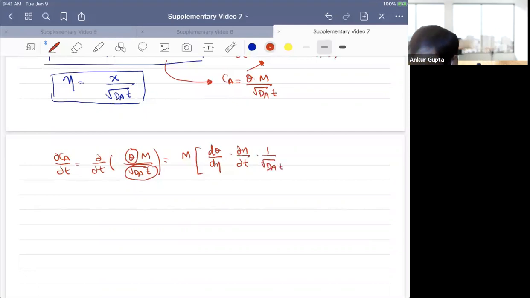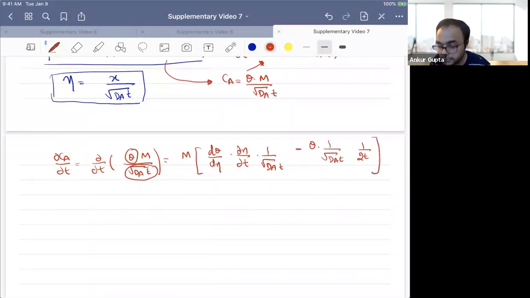Right? And the second term becomes θ times, 1 by √(D_A t) times minus 1 by 2t. Or essentially, you can just do a minus sign here. So what I've done is minus half t raised to the power of minus half, and then I've decreased, this is the derivative of 1 by √(D_A t), and θ is then multiplied, okay?